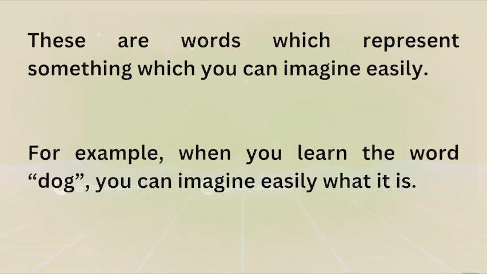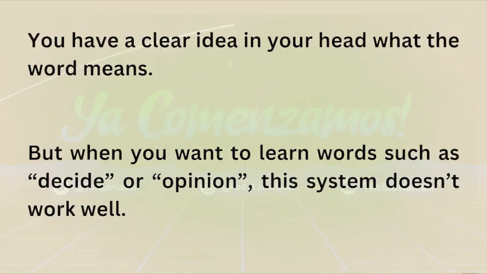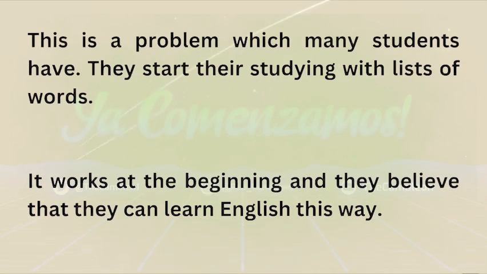These are words which represent something which you can imagine easily. For example, when you learn the word dog, you can imagine easily what it is. You have a clear idea in your head what the word means. But when you want to learn words such as decide or opinion, this system doesn't work well. This is a problem which many students have. They start their studying with lists of words. It works at the beginning, and they believe that they can learn English this way.